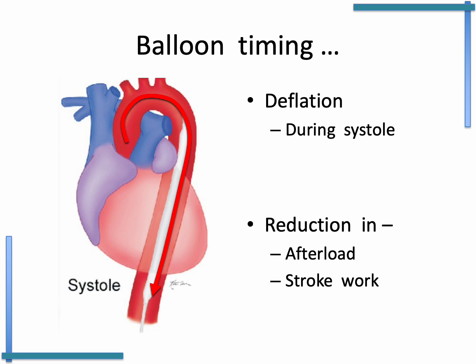And perhaps to understand why it reduces afterload and stroke work: if this balloon deflates just before the ventricle is about to eject, then there's a space left here in the aorta from the deflation of the balloon, and it's very, very easy for the left ventricle to eject into that potential space left by the deflated balloon.